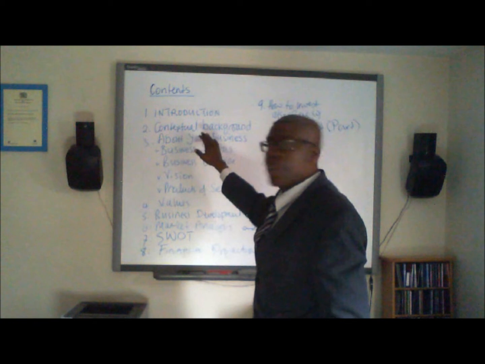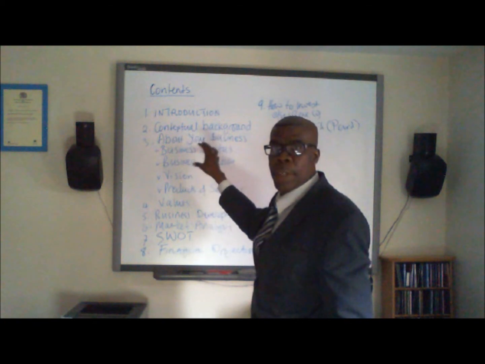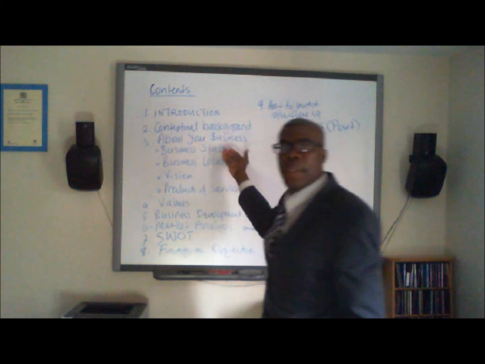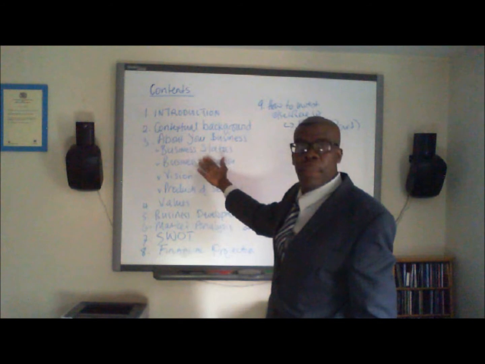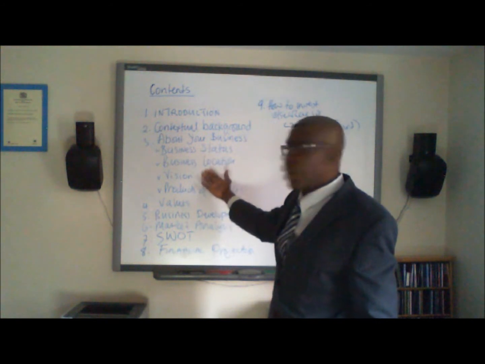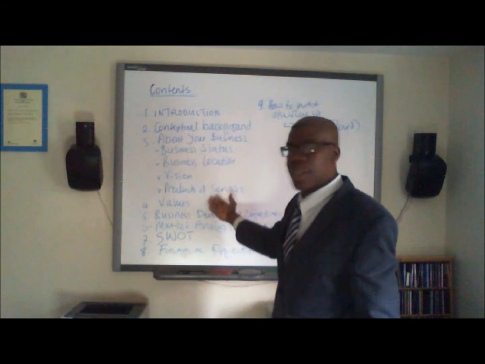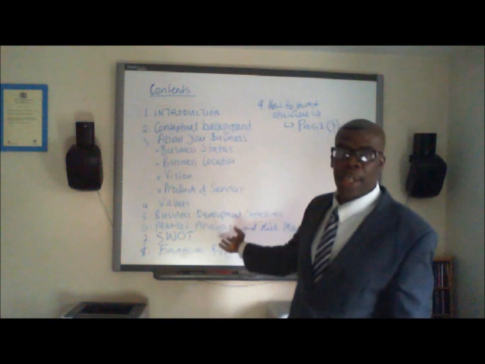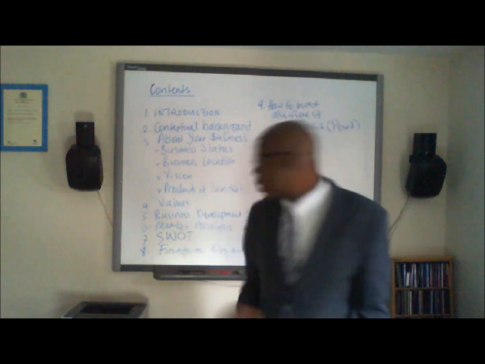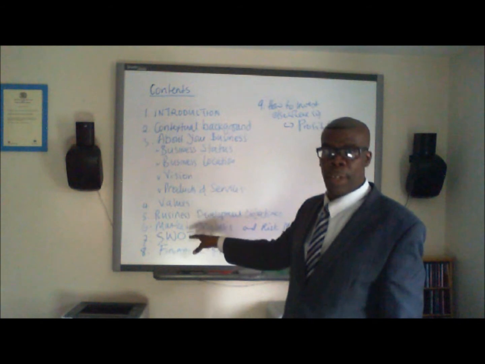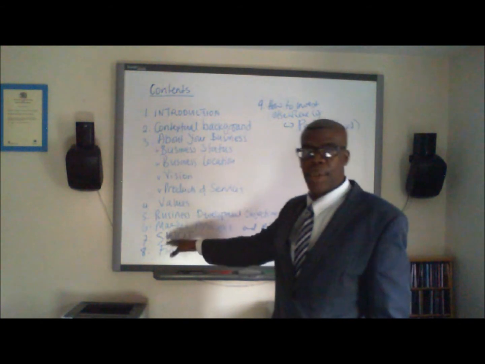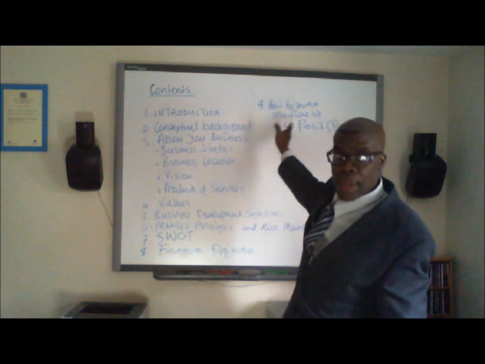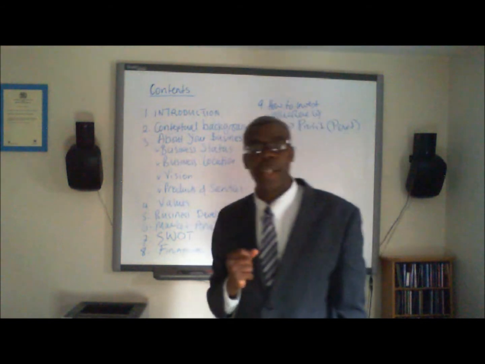we have the introduction. That's what should be in your business plan contents list, contextual background about your business, and the elements that we have looked at were the business status, business location, vision of your business, products and services, values, business development objectives, market analysis, and risk management, the SWOT, which we have already discussed in terms of what it is: strengths, weaknesses, opportunities, and threats. We have financial projection, and we have investing in other portfolios. These are some of the important things that I'd like us to look at.